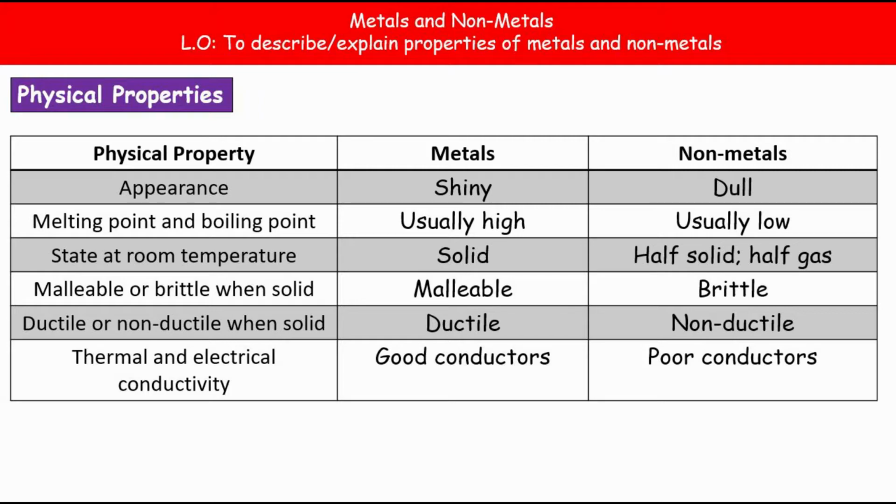If we consider the non-metals then, they generally have a dull appearance. They usually have low melting and boiling points. They've got a state at room temperature which may be solid, but it may be gas. It's about half and half when we look at the number of elements there.